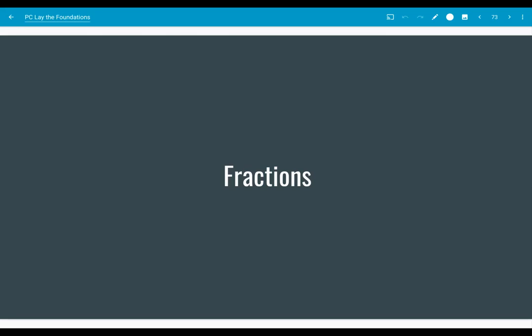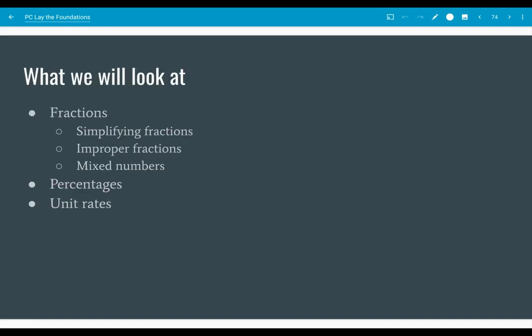What we're going to look at in this video is fractions. Specifically, we're going to look at how to simplify fractions, looking at improper fractions and mixed numbers, and then we're going to look at percentages and unit rates and talk about how they connect with fractions.